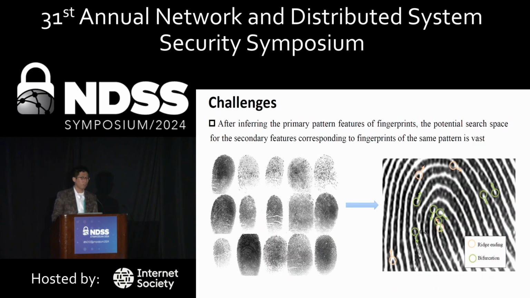The last challenge is about the fingerprint features. After we can predict, or infer, the primary patterns, or say the level 1 patterns, of the fingerprint, the potential search space for the secondary features corresponding to the first level pattern is still vast. As you can see in this image, there are many tiny features, such as ridge endings and bifurcations. Searching on those detailed features still needs a lot of computation resources.